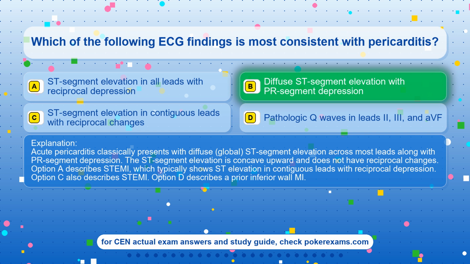Option A describes STEMI, which typically shows ST elevation in contiguous leads with reciprocal depression. Option C also describes STEMI. Option D describes a prior inferior wall MI.